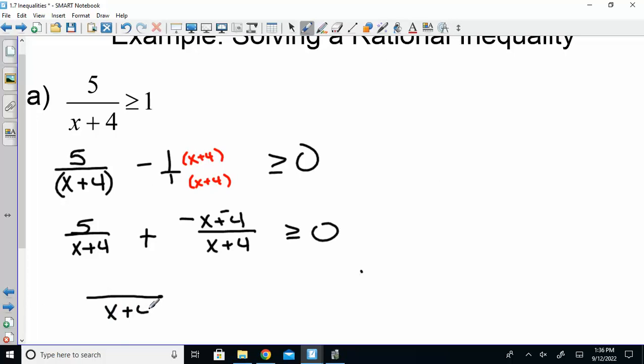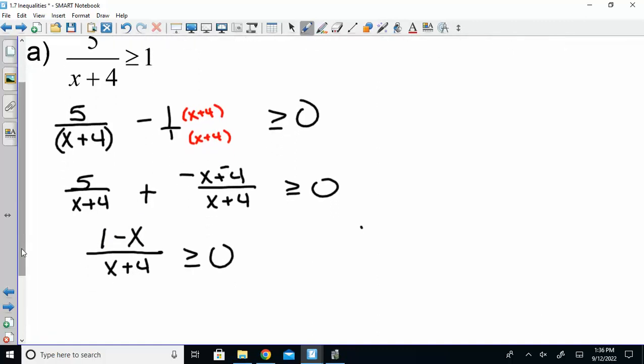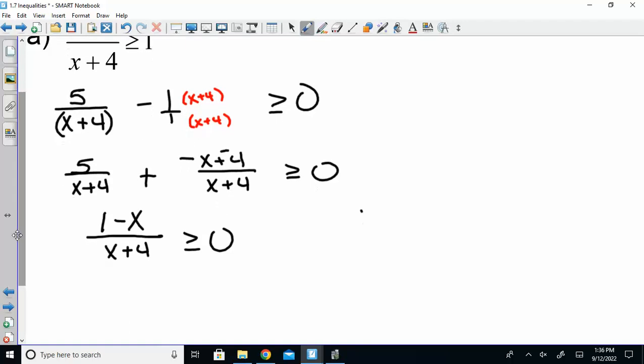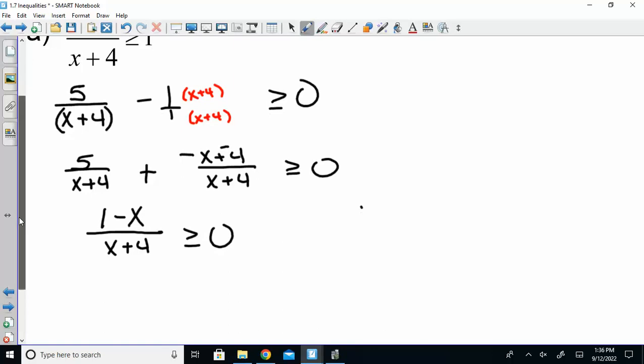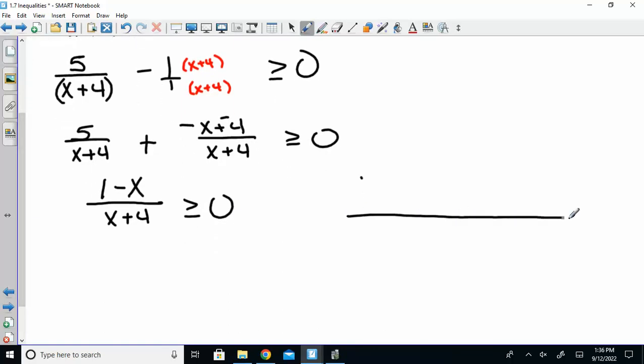So now we have a common denominator, we can make a single fraction. So 5 minus 4 is 1 minus x over x plus 4 is greater than or equal to 0. This is the setup I want. I have a fraction on one side, 0 on the other. So now, on this number line like we were doing, we're going to put what makes the top and the bottom 0. So what makes the top 0? 1. And for the bottom, -4.